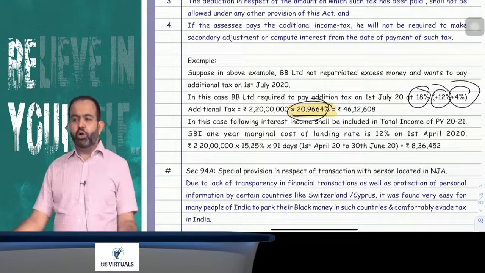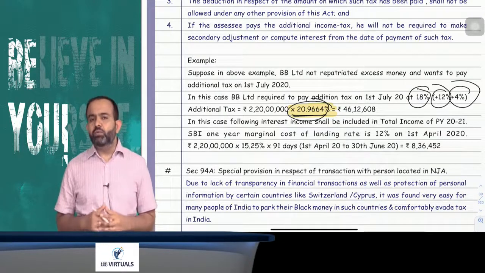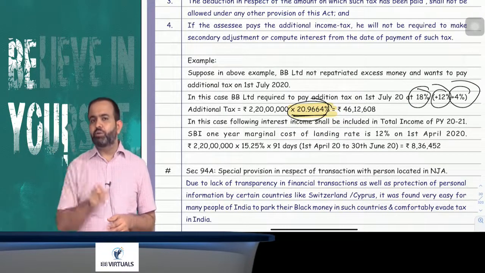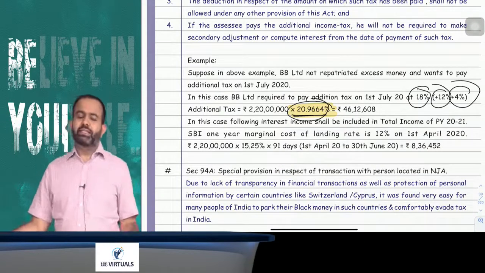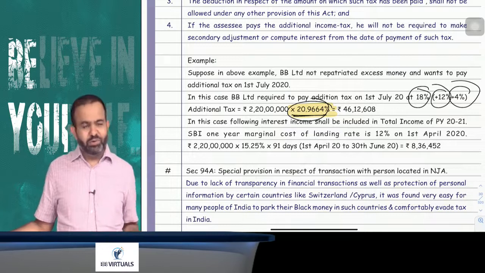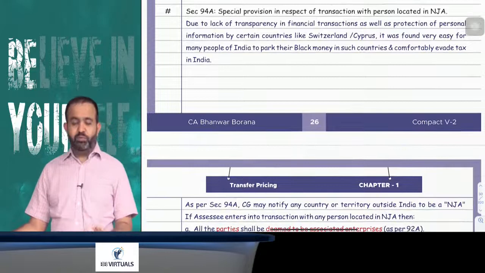Yes. So there is one option: if it is not possible for you to repatriate money, then whatever non-repatriated money or balance amount there is, just pay the tax on that at the rate of 20.9664%. In that case there is no need to repatriate money from abroad. You got my point or not? Yes. Just read that, you will get it. Okay. Now the next part is 94A.